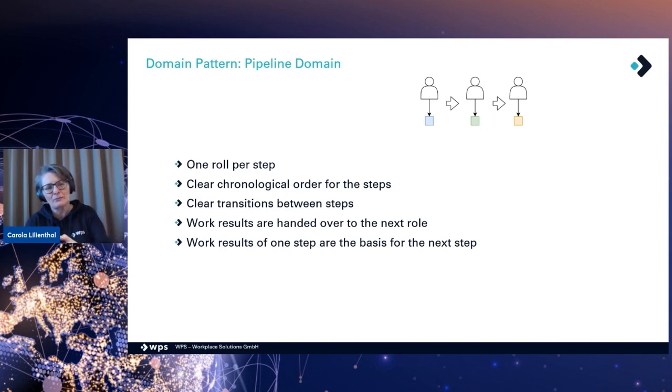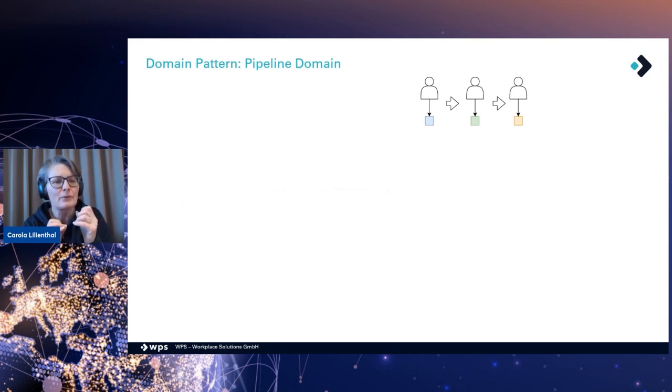So the next role uses the result of the first or the former role to continue with this work. Typical representations of these domain patterns are, in virtually every domain, parts of pipeline-like operations can be found. If you think about it, logistic processes are very often like this.